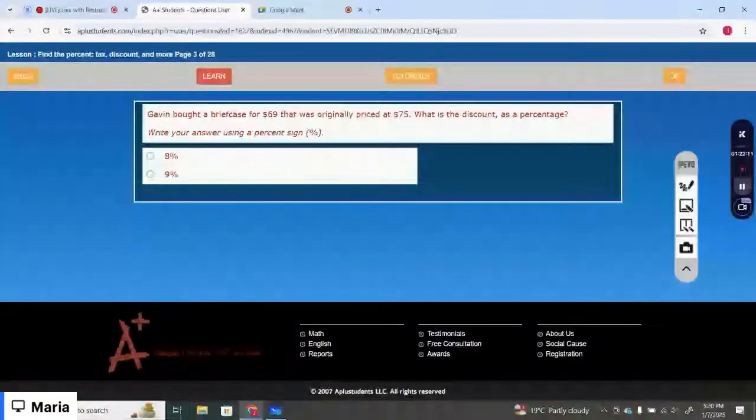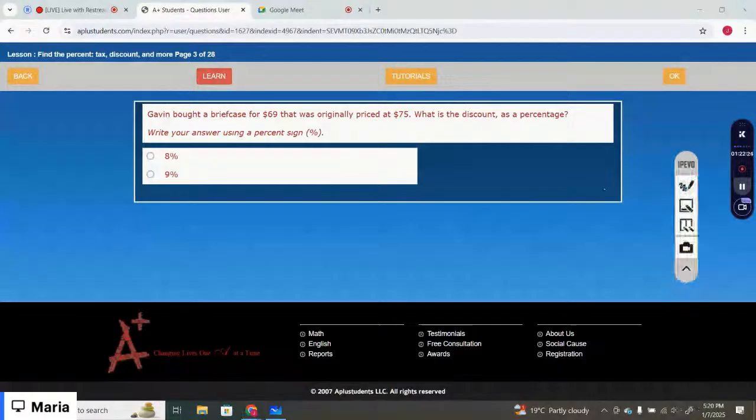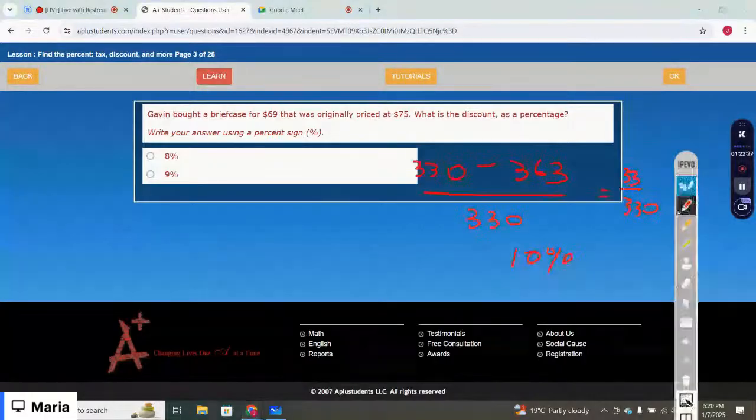Gavin bought a briefcase for $69 that was originally priced at $75. What is the discount as a percentage? You need to calculate the discount in percentage form. That is 75 minus 69 over 69.